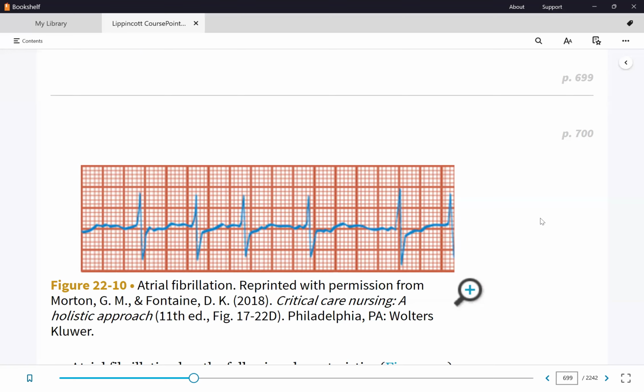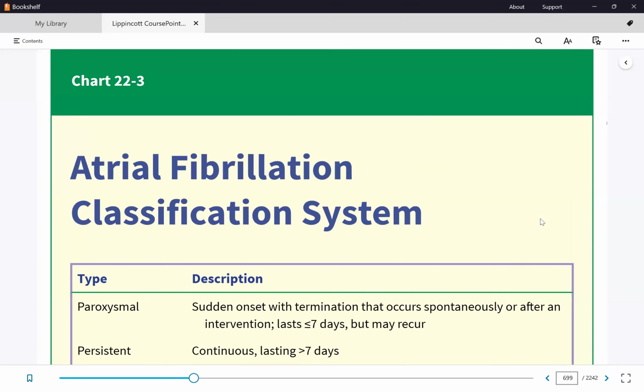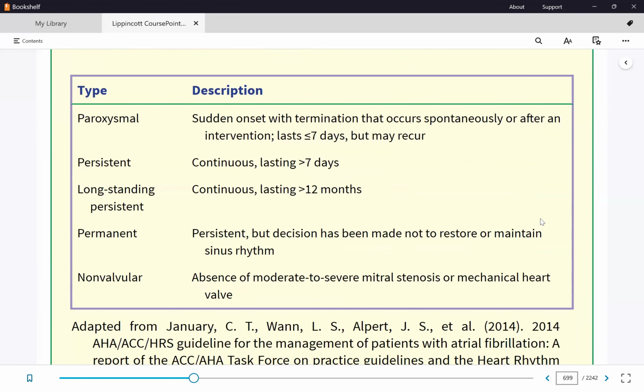Okay. So let's go back to chart 22-3. Regardless of the type of AFib, whether it's paroxysmal, persistent, long-standing, permanent, or non-valvular, what are the commonalities? What are the common effects of AFib, regardless of the type? Decreased cardiac output and high risk for clot. So therefore, what will be the goal of management, knowing that these are the two consequences of this rhythm? Increase cardiac output. We have to treat the heart rate. We want to keep the heart rate within normal.